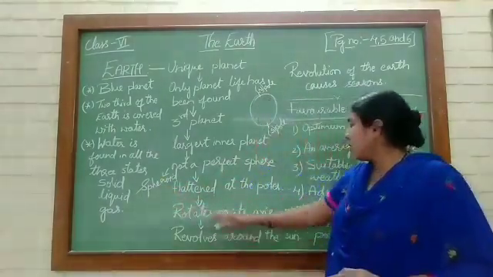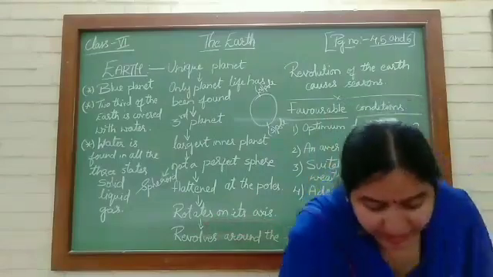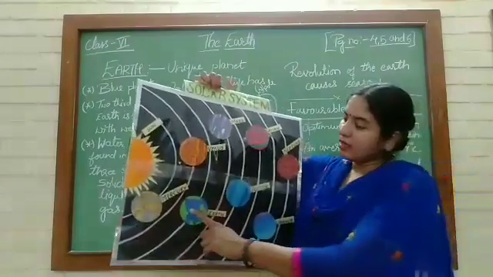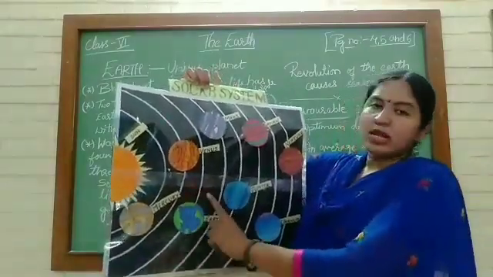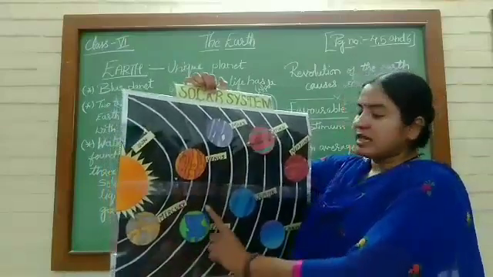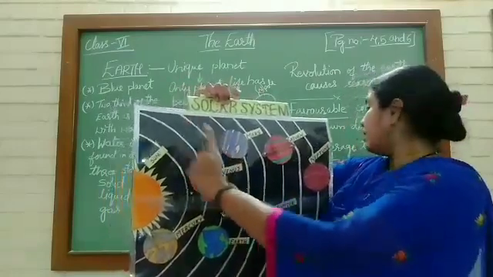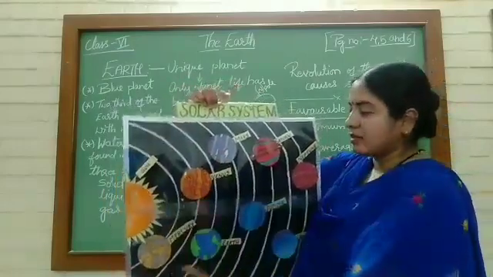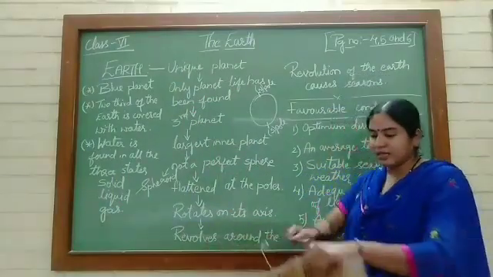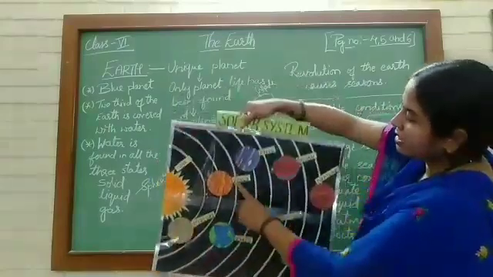Now earth rotates on its own axis. As I showed you in the previous class, earth rotates on its own axis. Because of this rotation, it causes day and night. And earth revolves around the sun. You can see here, earth revolves around the sun. This is how the earth will revolve around the sun.